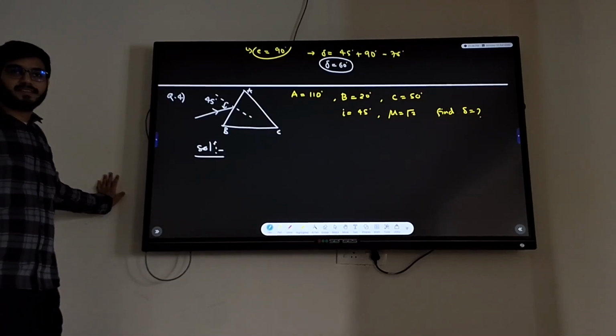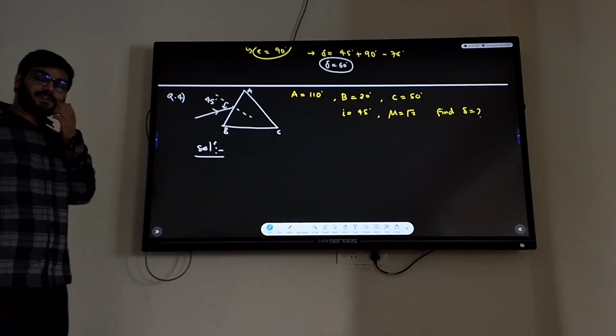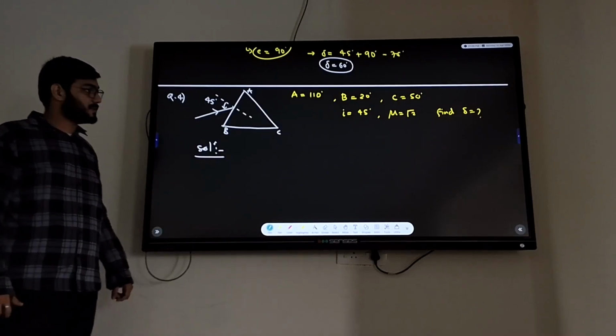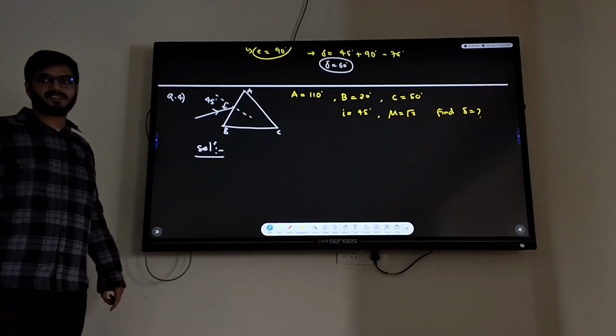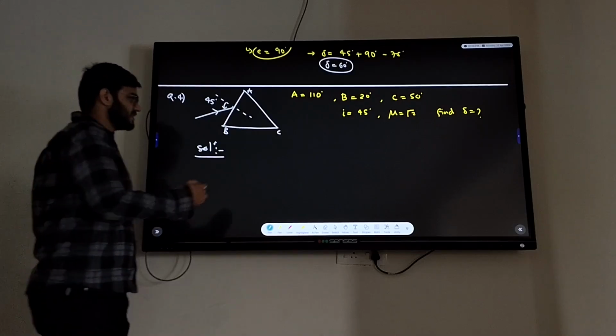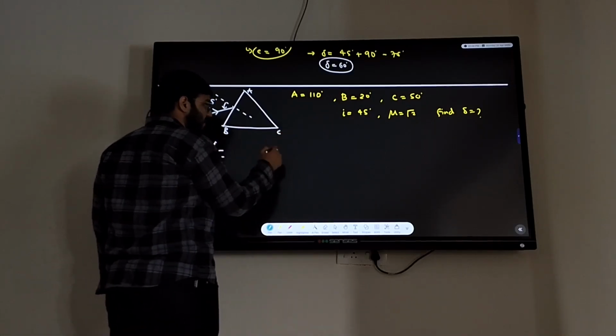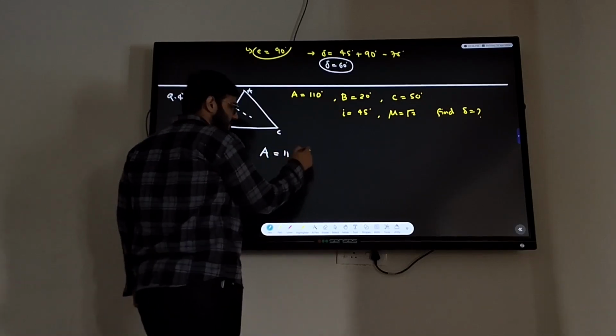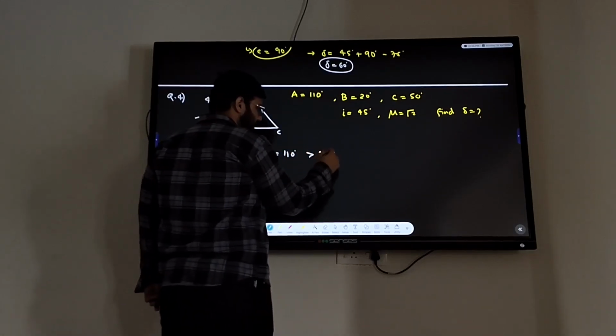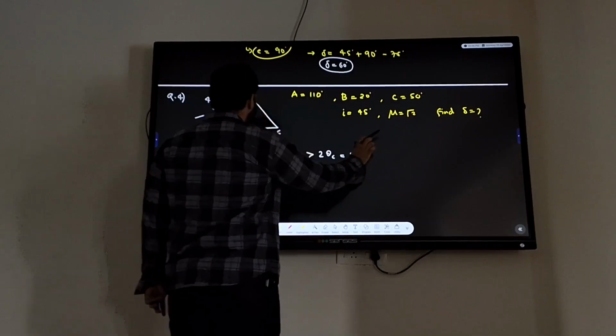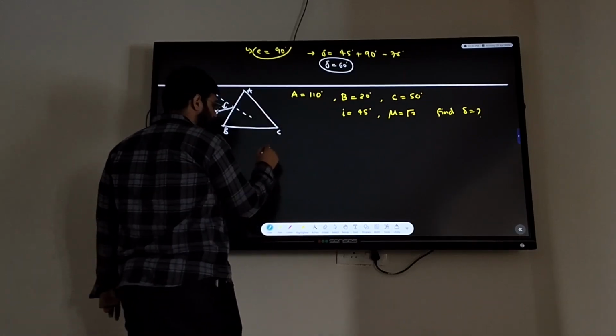Let's start with it. As I just told you, you should always start with the question: if mu and A are given, you should always check the condition of no emergence. And what was the condition? A should be greater than or equal to 2 theta c. But what is A here? 110 degrees. Is this greater than 2 theta c? Actually, what is theta c by the way? I should find theta c first.